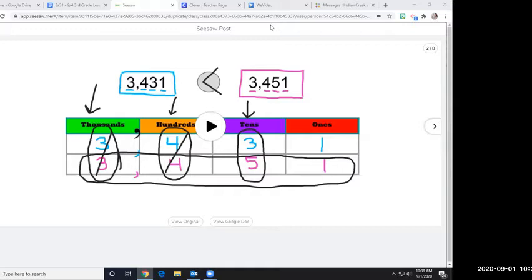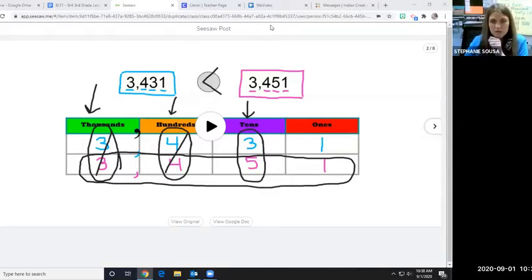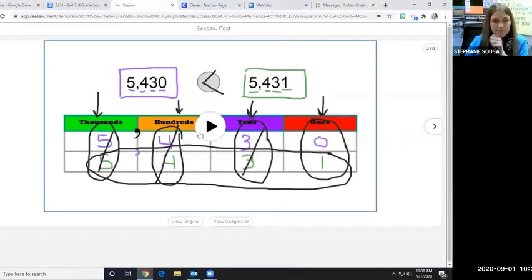No. Okay, so it looks like this is making sense. Okay, great. Keep moving on.